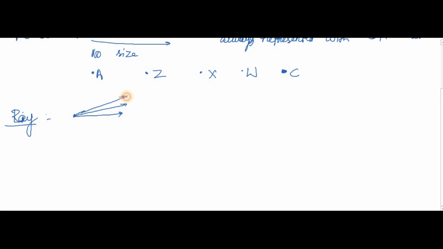See, the meaning of the arrow mark is that it can extend in this direction only, but I know from where it is starting.